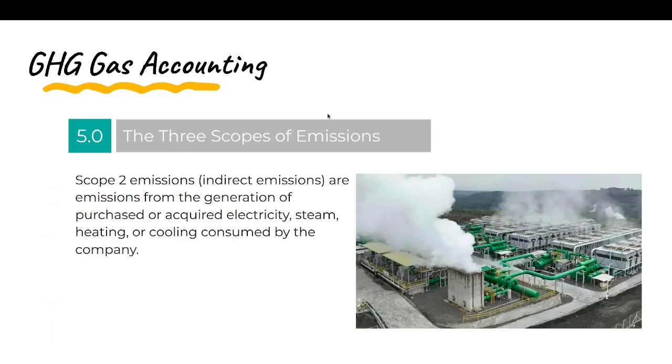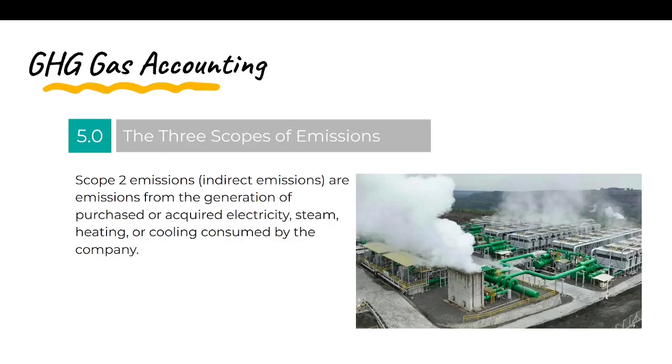So let's look at scope 2 emissions. This is a type of indirect emissions, but these are emissions from the generation of purchased and acquired electricity, steam, heating or cooling consumed by the company. Now, I believe most companies don't produce their own electricity, but they use electricity or other forms of energy.